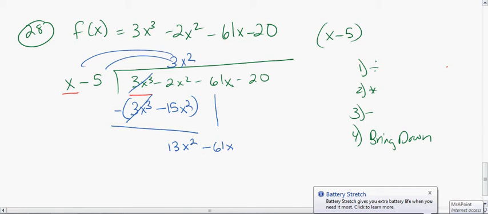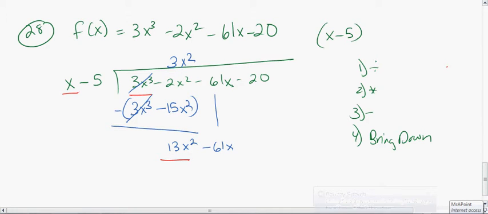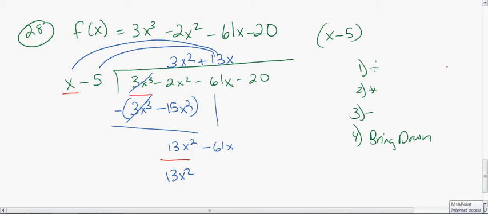Repeat the process. Once again, I'm just using those first terms, x and 13x squared. So x goes into 13x squared, 13x times. And I'm going to write that over my like term, negative 61x. Multiply 13x times x is 13x squared, 13x times negative 5. 5 times 13 is 65, so that'll be a negative 65x. Subtract.